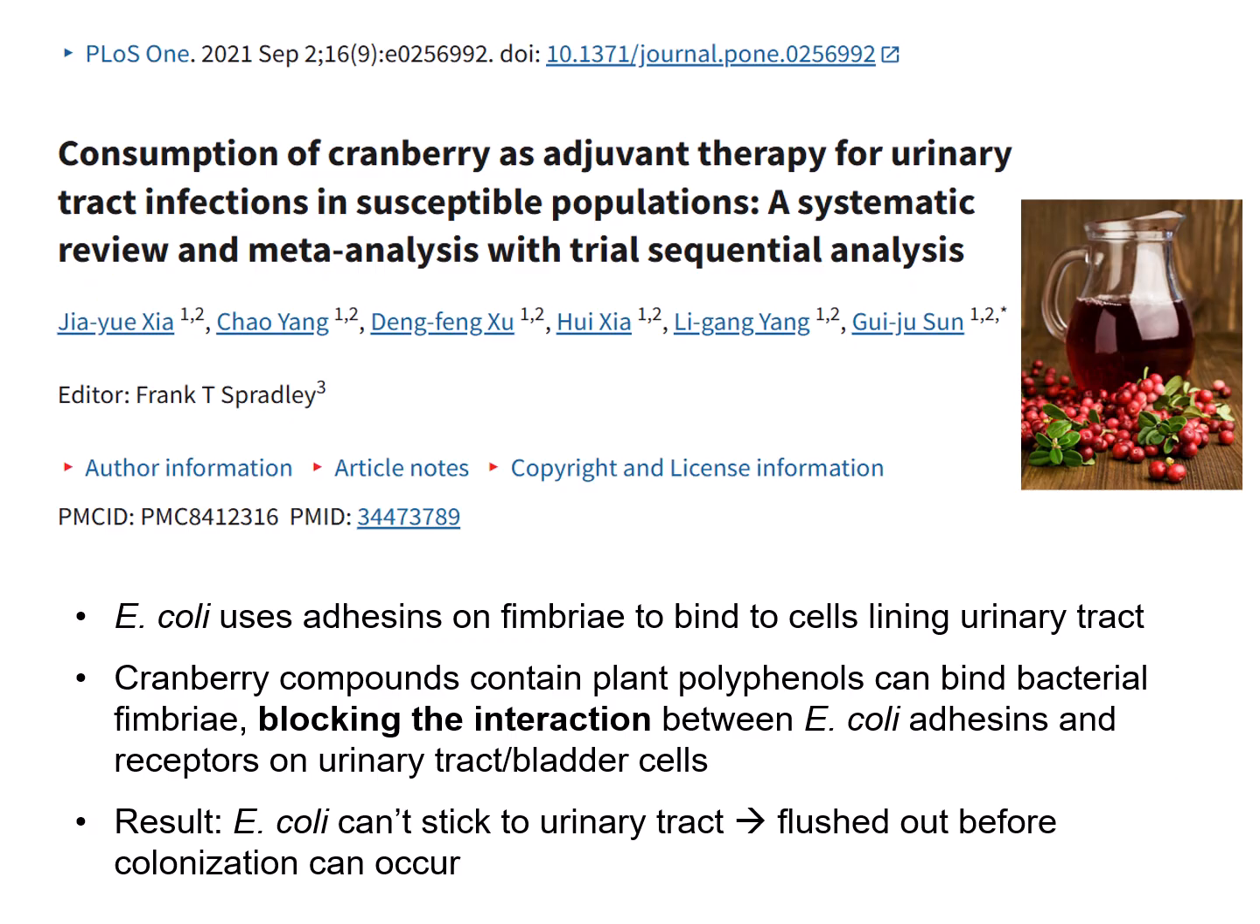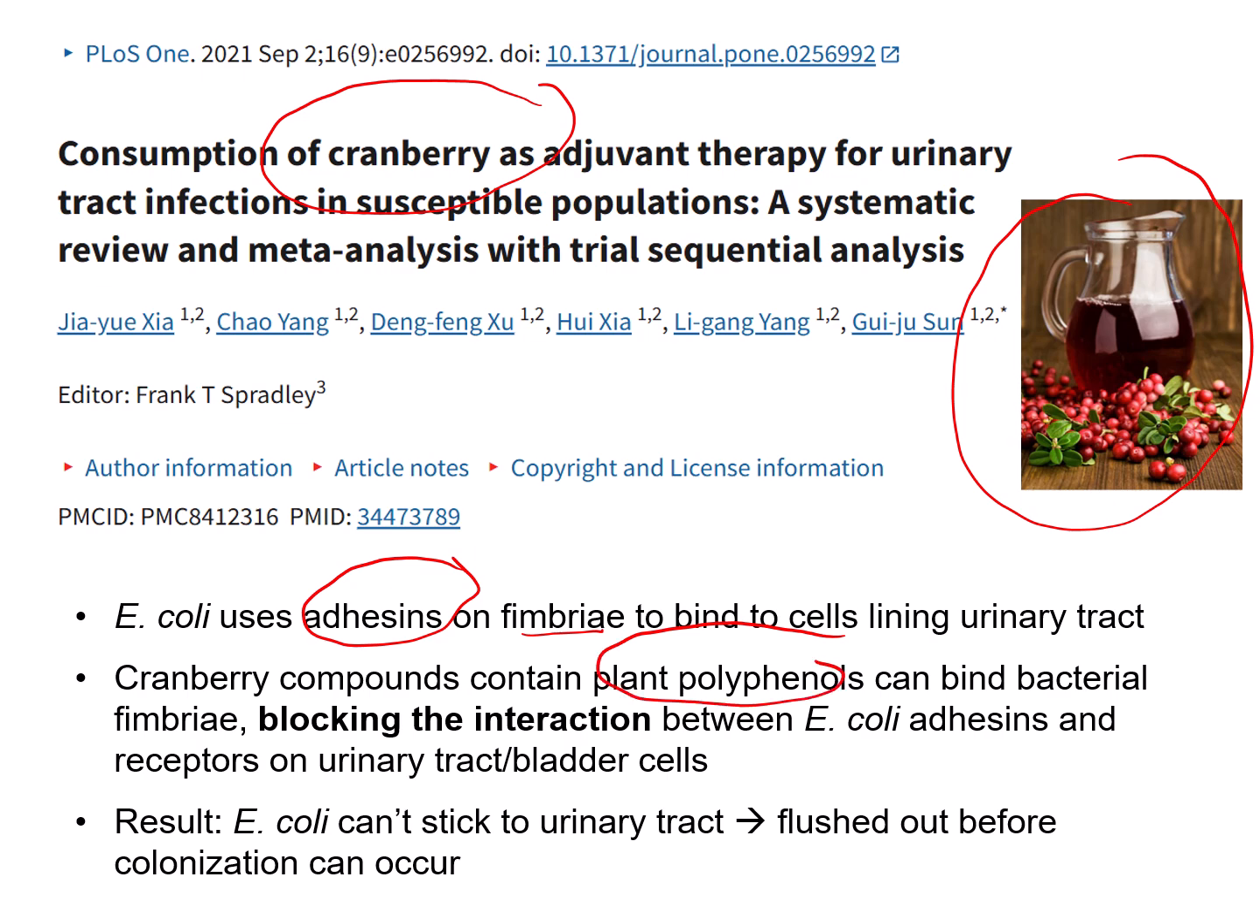You might have heard that drinking cranberry juice can help with urinary tract infections. And the reasoning behind this is that E. coli uses adhesins on their fimbriae to bind to the cells that line our urinary tract and to the bladder cells. Cranberry juice, though, contains plant polyphenols. Specifically, they are proanthocyanidins. These bind to the bacterial fimbriae and block adhesion. So this allows E. coli to be flushed out of the system before infection can develop.